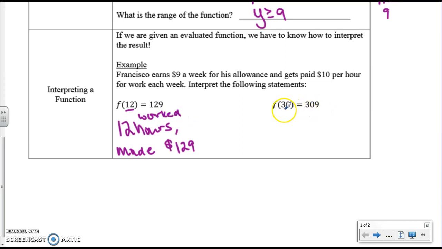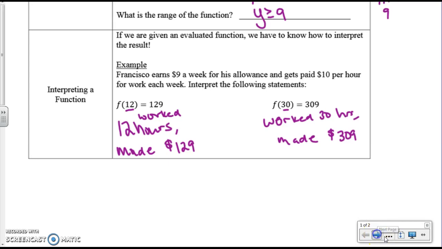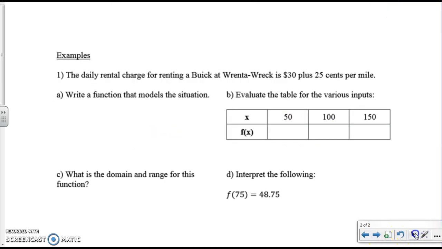Okay, so very similar here. This is telling me he worked 30 hours and made $309. Okay, let's go ahead and look at the back side, and we're going to do some similar problems here.